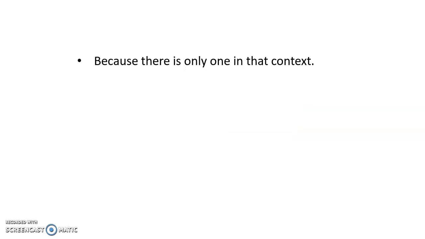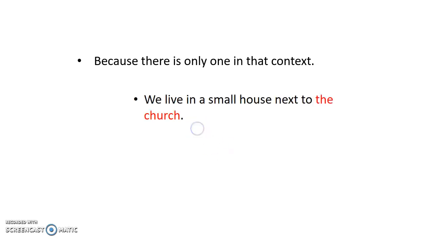The second is, because there is only one in that context. We live in a small house next to the church. The church in this sentence equals the church in our village. People living in small villages often only have one church in their village. So everyone will normally understand which church you're talking about here.